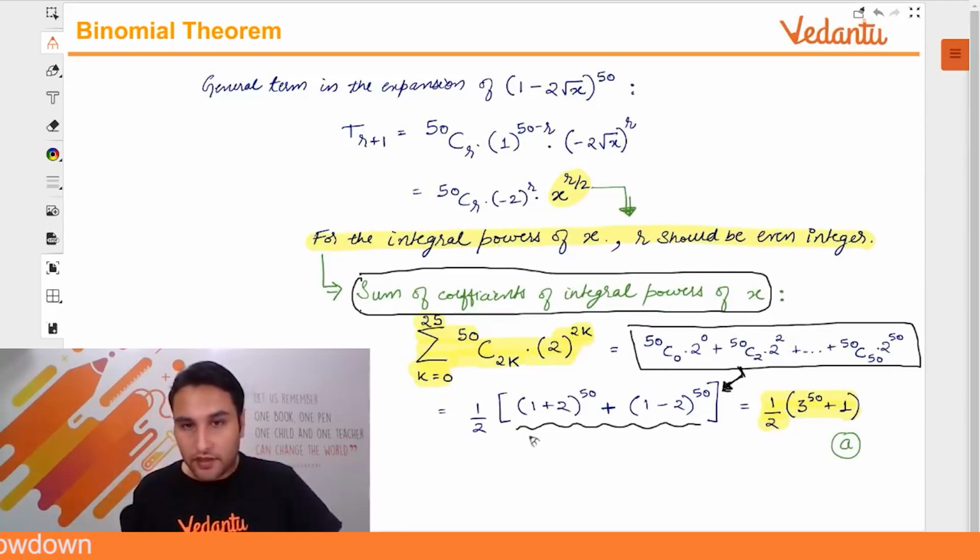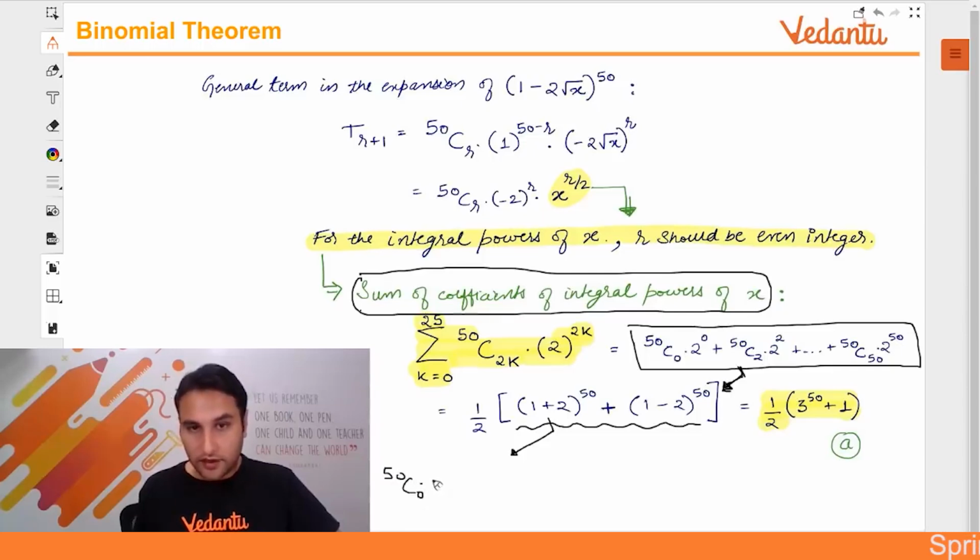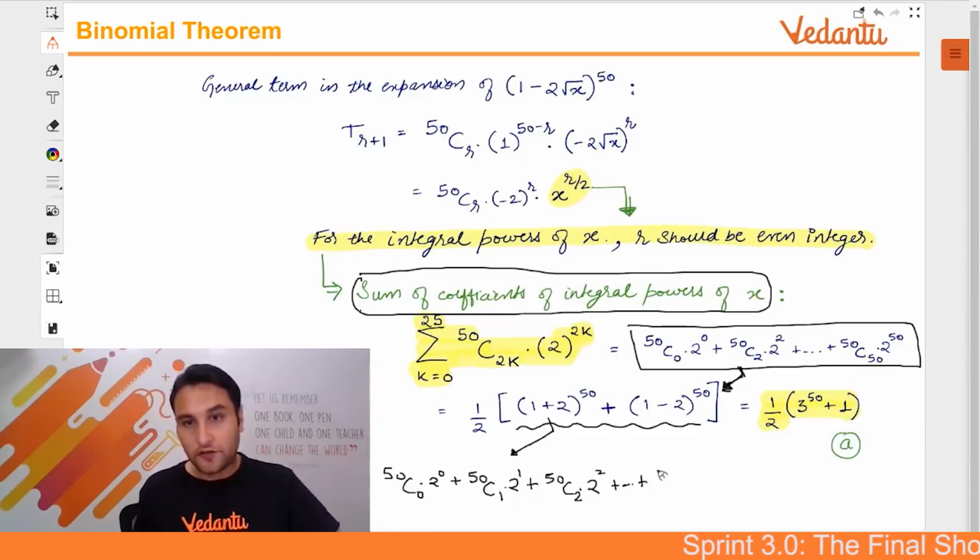तो ये क्या हो गया? देखो इसको visualize करो. The ones who couldn't understand, इसको visualize करते हैं. What is (1 plus 2) की power 50? What terms will come here? The terms will be 50C0 2 raised power 0 plus 50C1 2 raised power 1 plus 50C2 2 raised power 2 till 50C50 2 raised power 50, right?